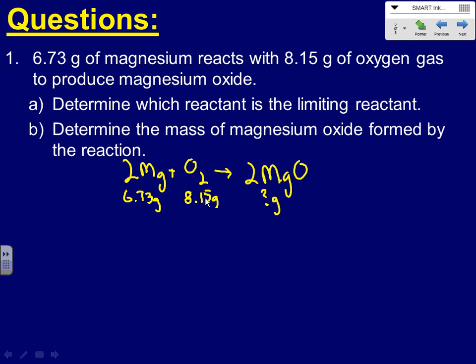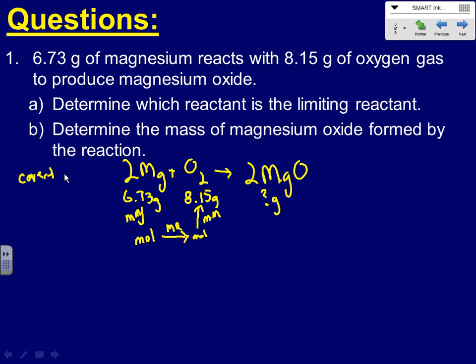Just like in our little example, what I need to do is, first, using molar masses and the mole ratio, I want to figure out how much of O2 I need. So I'm actually going to kind of ignore the second reactant, and I'm going to find out how much of the other reactant is needed. So I'm going to convert that first reactant into the second reactant. I'm going to write that as a little note here off to the side.